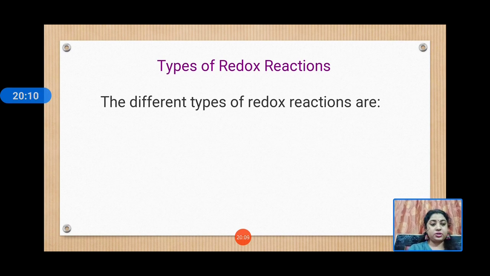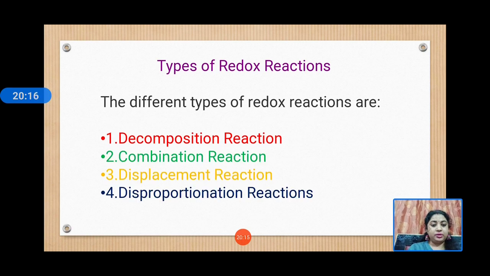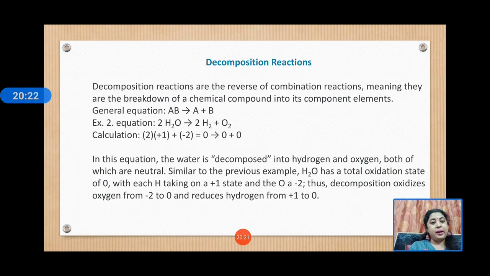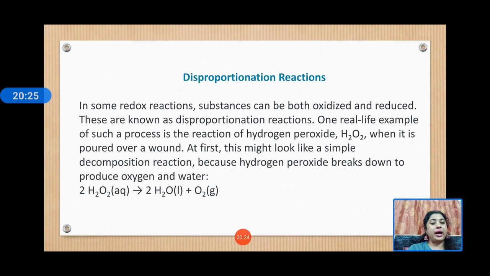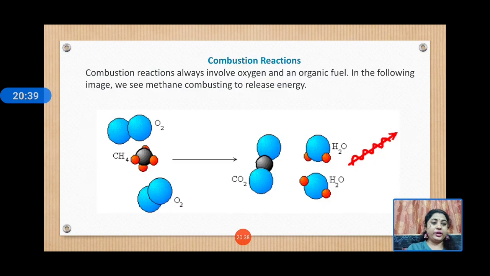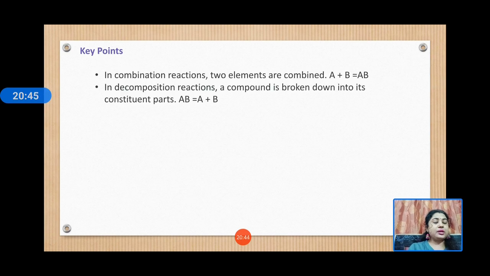Types of redox reactions. I think I should stop here, and this I will discuss in my next lecture: types of redox reactions plus how to balance the chemical equations. This will be my last lecture. I think I should be able to complete it in one lecture. If not, then I will make it in two lectures. So the next lecture will be about different types of redox reactions plus how we will balance redox reactions. Okay, so thank you children.